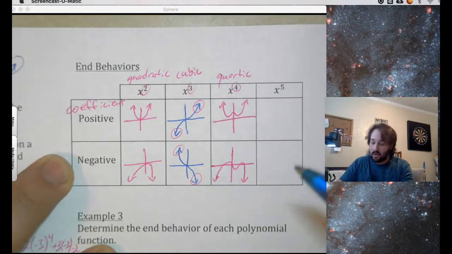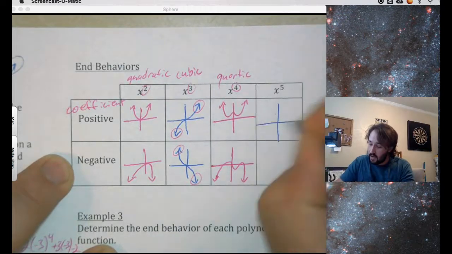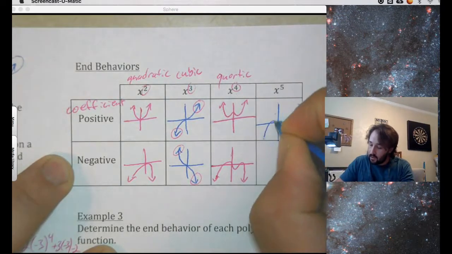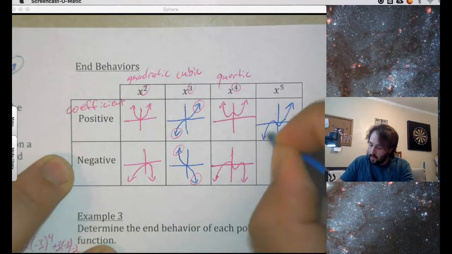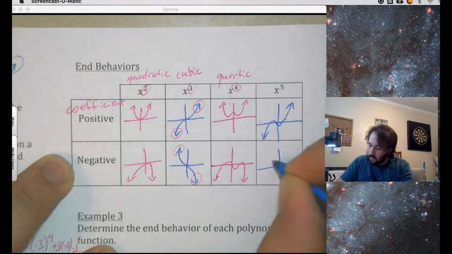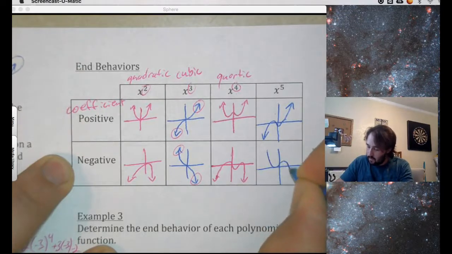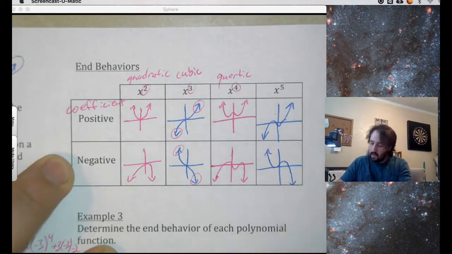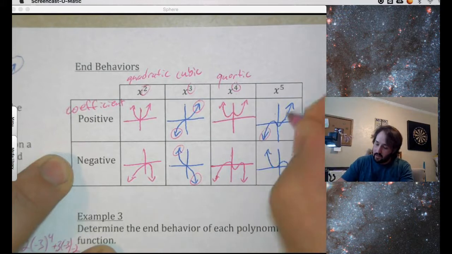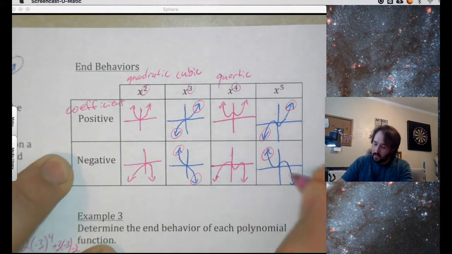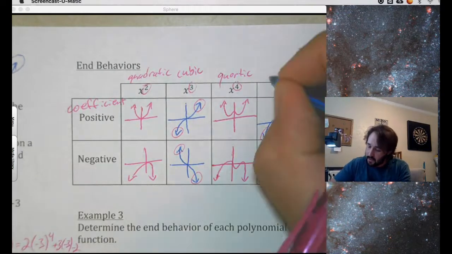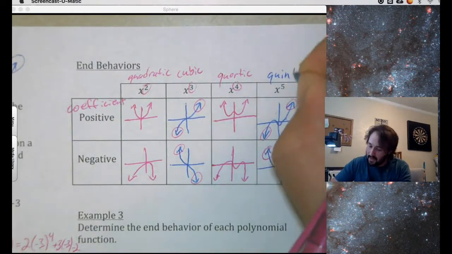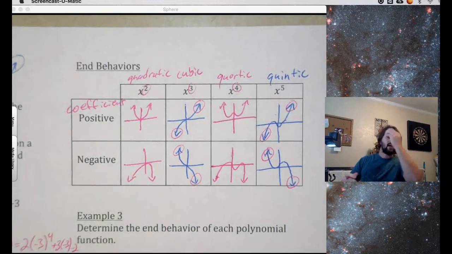Same exact deal for an x to the 5th. Again, it could have weird stuff happening in the middle, but it's still going to be going down on the left, up on the right, or up on the left, down on the right, depending on what the coefficient is. And you may need to know this. This is called a quintic function. So if they ask, that's what a quintic function is, an x to the 5th.